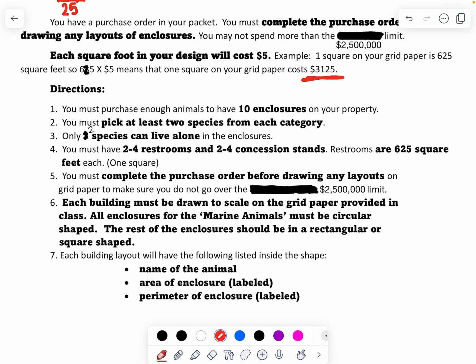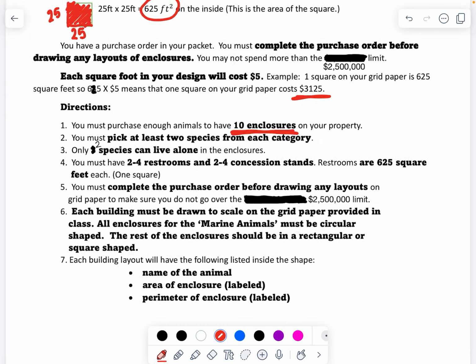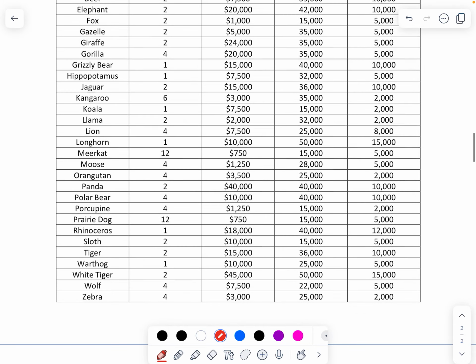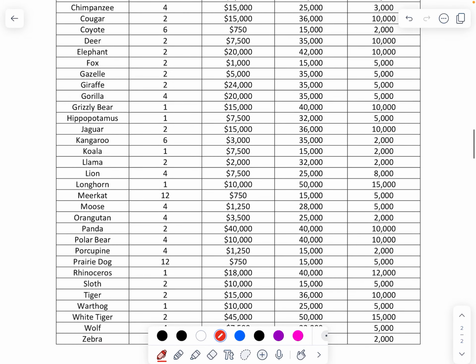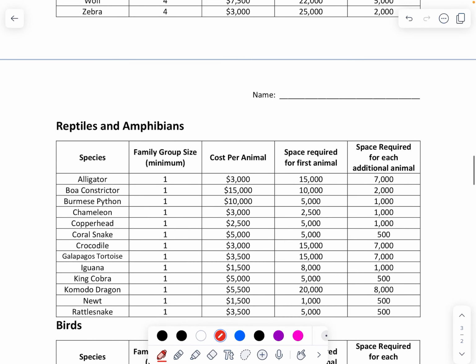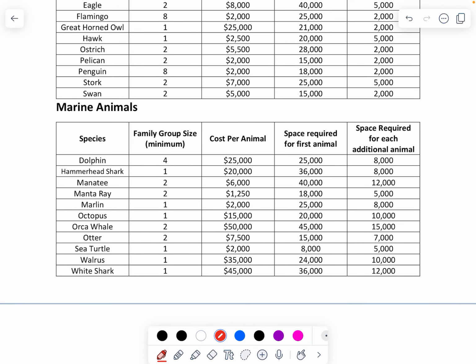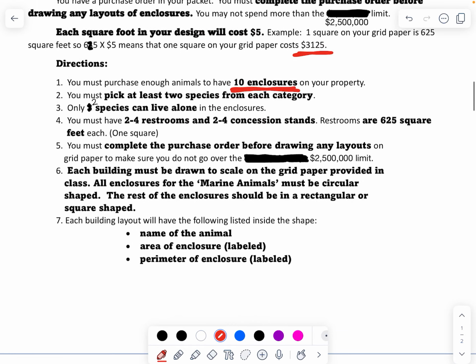So your directions, you must purchase enough animals to have 10 enclosures on your property. So that's 10 different areas for the animals. You must pick at least 2 species from each category. So we have our categories down here. We have land mammals, which is a big category. And you can see we have a hippopotamus, jaguar, kangaroo, and so forth. Those are the land mammals you can choose from. So you got to pick 2 from this category. You got to pick 2 from reptiles and amphibians, 2 from birds, and then 2 from the marine animals. So if you pick 2 from each category, that's 8 animals, and then you got to find 2 more from one of those categories to get up to 10. Okay, so those are your species that you're choosing from.